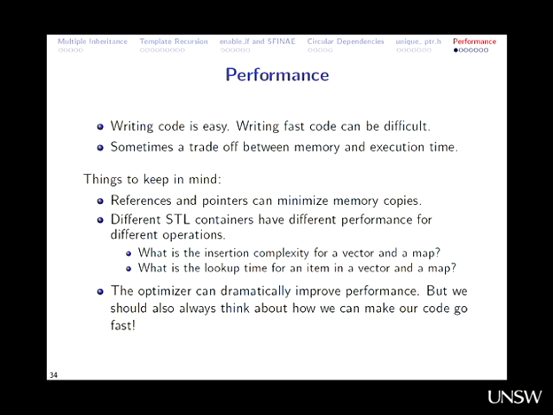Sometimes you really want to minimize your memory, and that means you might have to spend more execution time to, say, look up and find things. Sometimes you want to minimize your execution time, so you end up storing duplicates in memory everywhere. There's a trade-off between memory and execution time. Things to keep in mind: references and pointers can minimize memory copies.